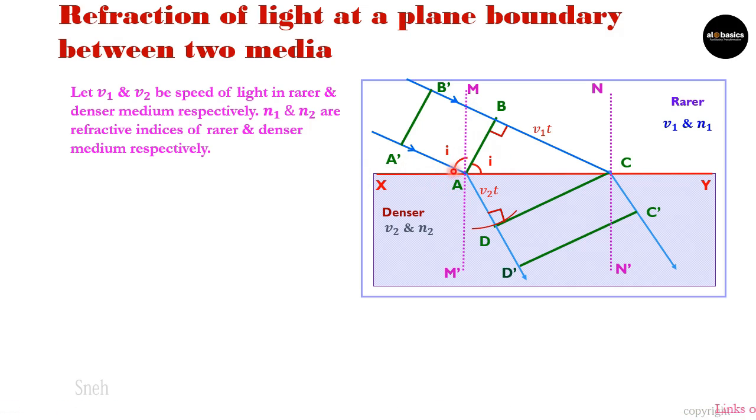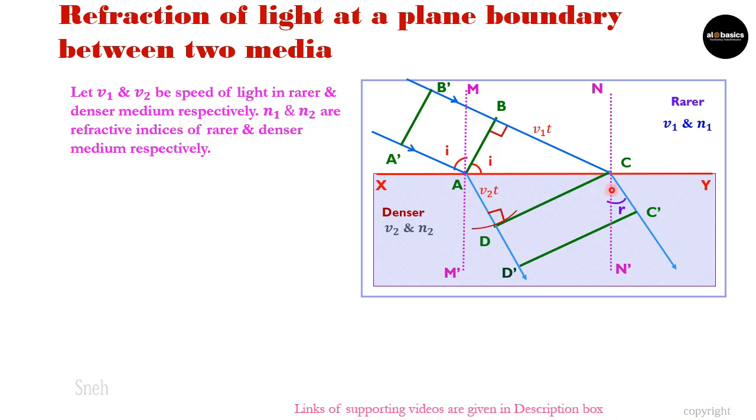MAA' is a right angle, as well as A'B is also a right angle, or I say that MAC is a right angle. So this angle i plus this is 90 degrees. Similarly, i plus this is 90 degrees. And due to that, we get this angle as i. Similarly, as I told you, this angle is r.